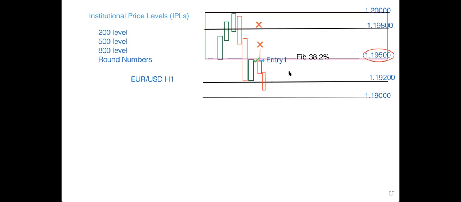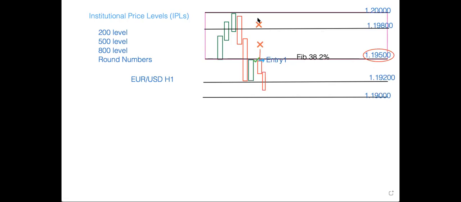Above this reach, we are putting it basically at 50% Fibonacci and above this IPL. Okay, so you can use IPL and Fibonacci to set a stop loss, entry, and take profit. Now we have learned how to set the entry, how to set a stop loss, and also how to manage the stop loss.